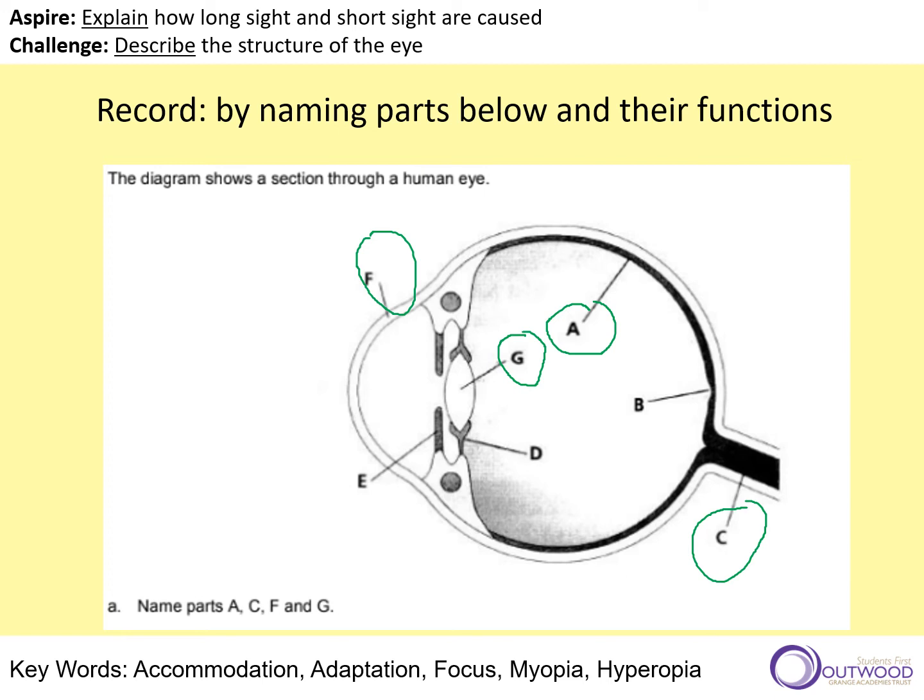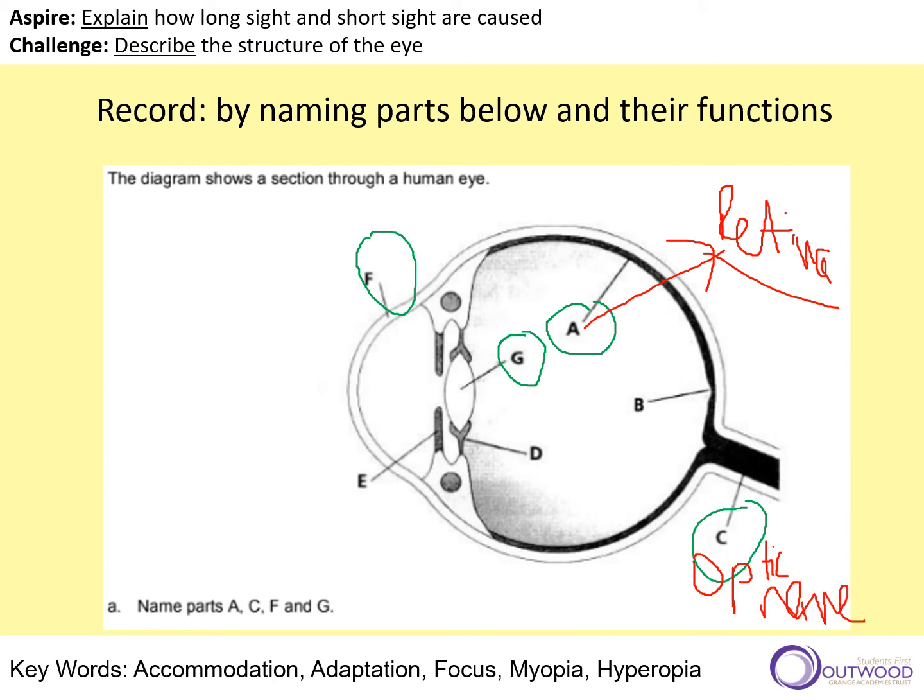Okay, I know I didn't give you that much time on it, but hopefully you managed to get enough time. So A, which is here, is the retina. C, the optic nerve. Okay, and these are classic examples of questions that you would get in the exam. G, the lens. Okay, and F, the cornea. Okay, they're your four.